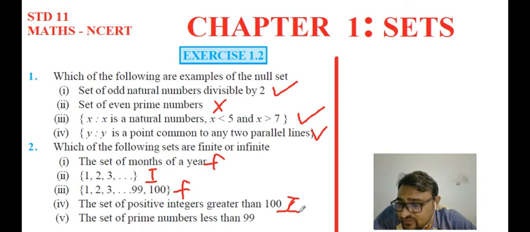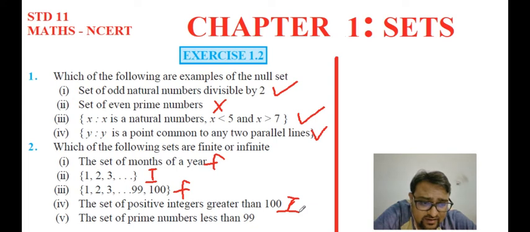Clear? And the fifth one is the set of prime numbers less than 99. Of course, the lowest prime number is 2, then 3, 5, 7. Clear? And the last one will be 97. So of course there are prime numbers. It is a finite set because we can count it.